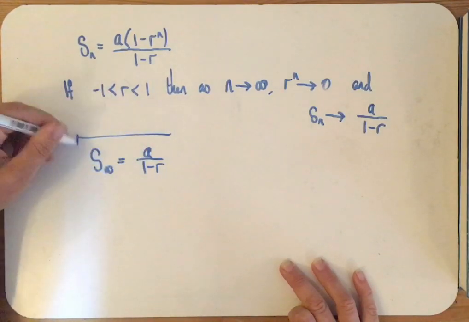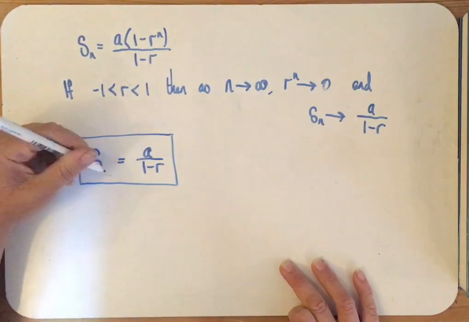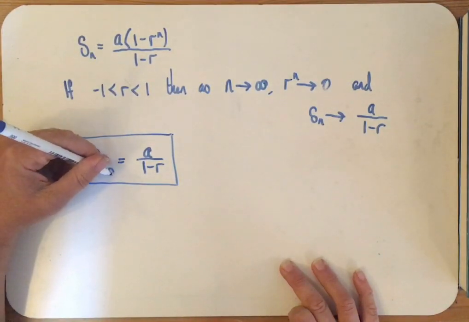And so the sum to infinity of a geometric series is equal to a over 1 minus r. So you need to know that, which is definitely in the formula book. I think the sum to infinity is.